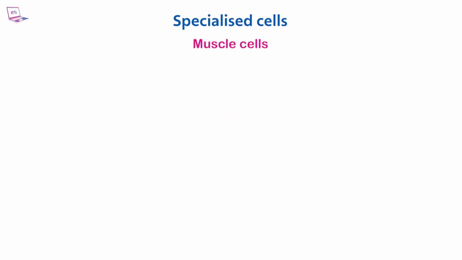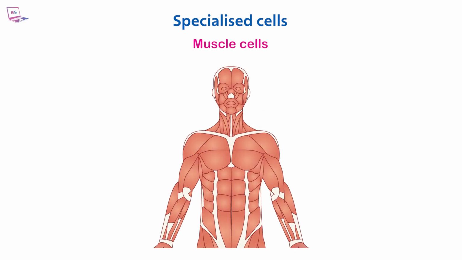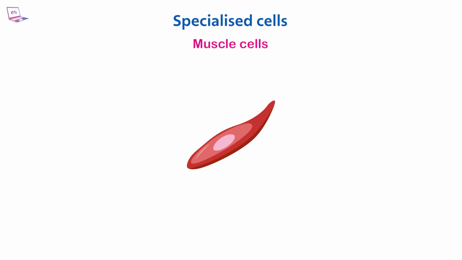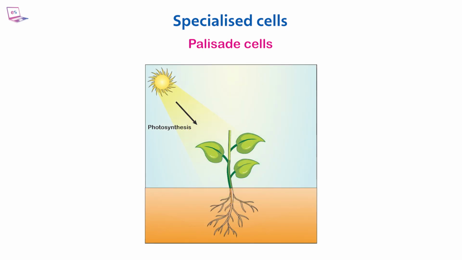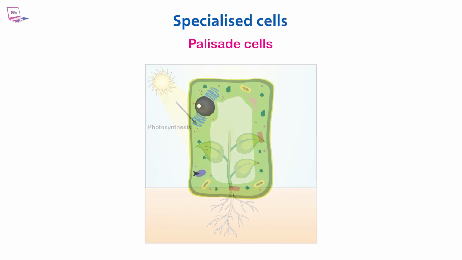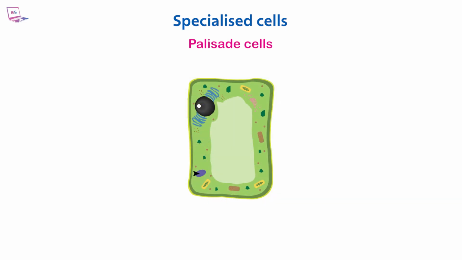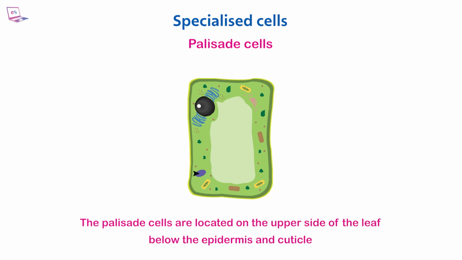Muscle cells. The muscle cells contain a lot of mitochondria to release energy from respiration and allow the muscles to contract and relax to allow movement in organisms. These cells are composed of protein fibers. Palisade cells. The palisade cell has many chloroplasts, containing chlorophyll to absorb light energy during photosynthesis. The cells are closely packed together to maximize the absorption of light. The palisade cells are located on the upper side of the leaf below the epidermis and cuticle.